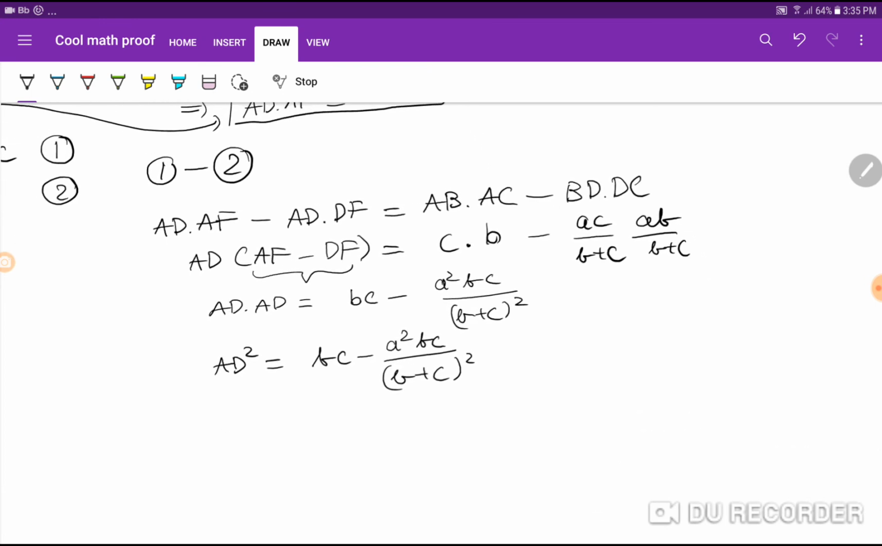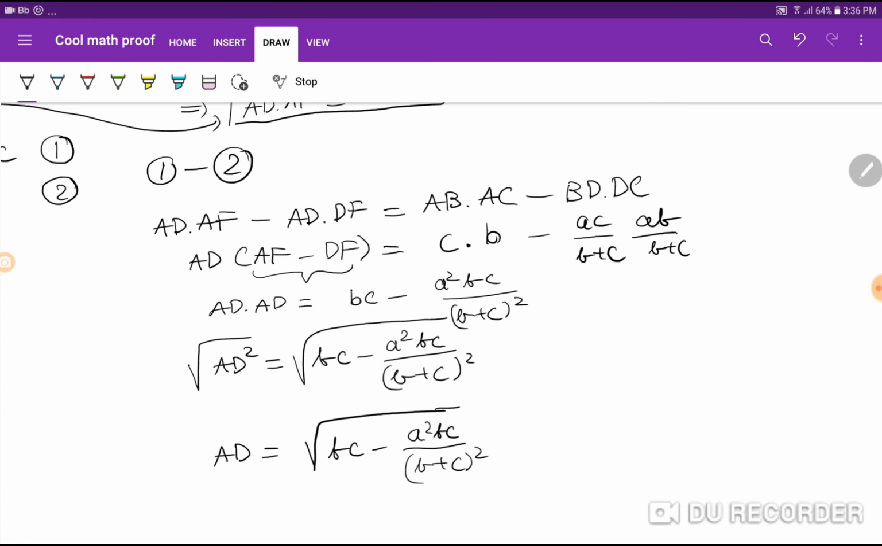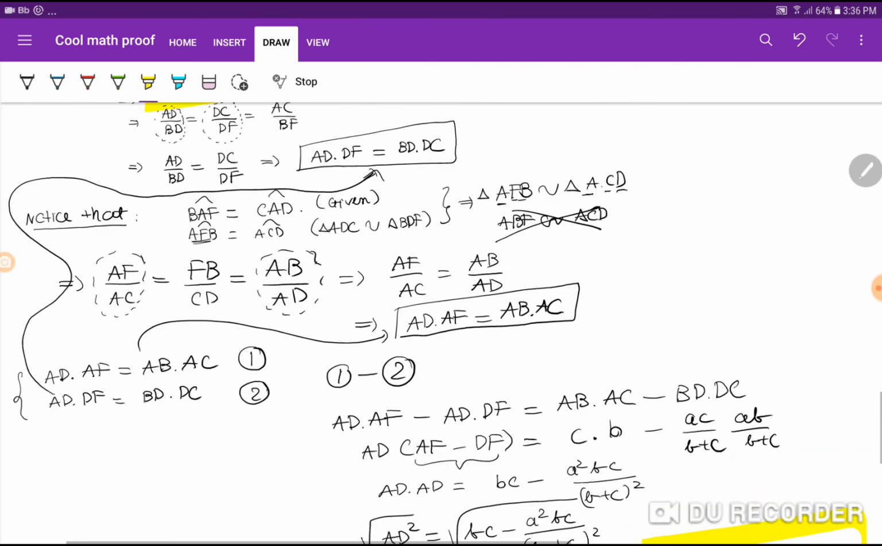And then you've arrived at the final result. If you take the square root of both sides, you have AD equal to square root of BC minus A square BC over B plus C square. And if you take the square root of BC out, you have square root of BC times square root of 1 minus A square over B plus C square. And now I present you the final result of AD if you are given the two triangles, okay?